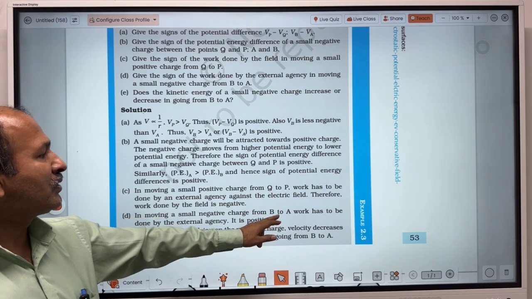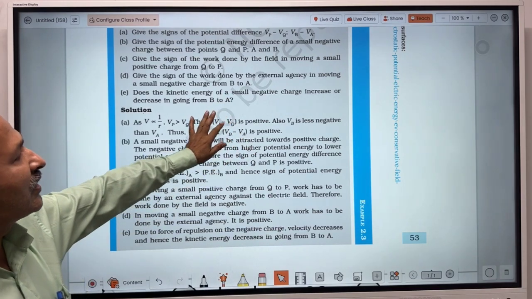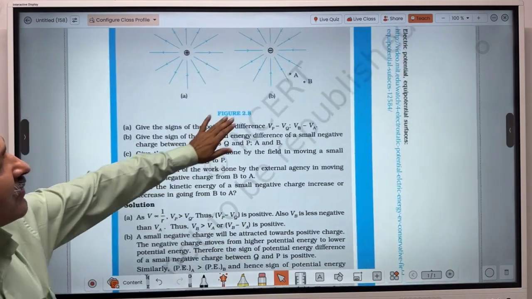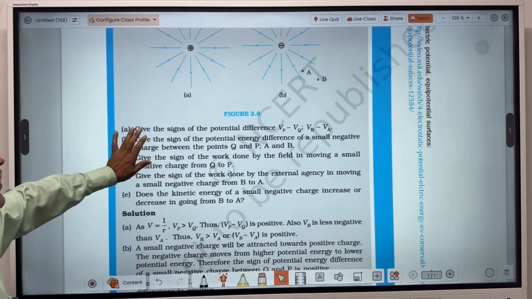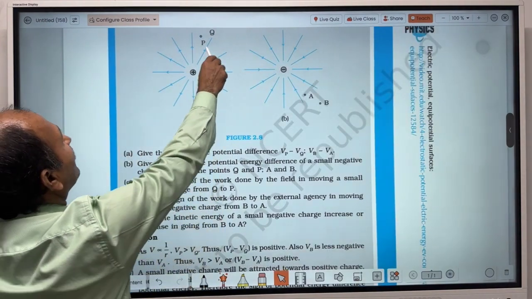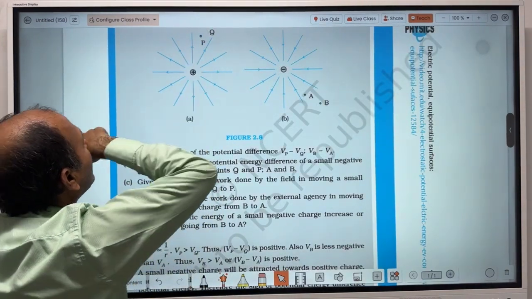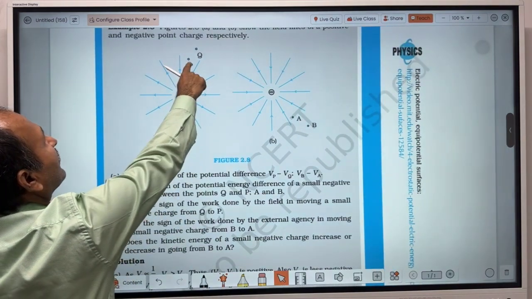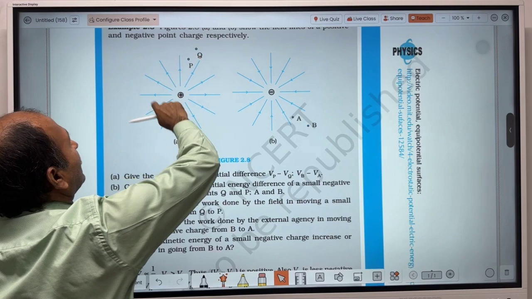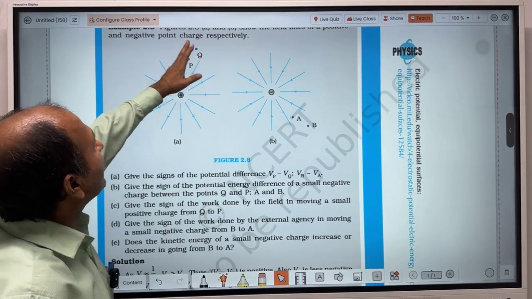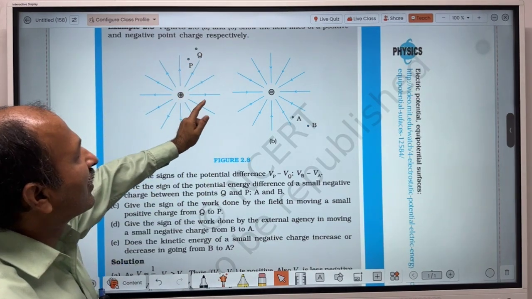Here from B to A, what is happening? Potential is, in this case from B to A, decreasing, just opposite. Once again you can understand it. If you move from Q to P, what is happening? At point P potential is higher than at point Q. So here your movement is from lower to higher potential.